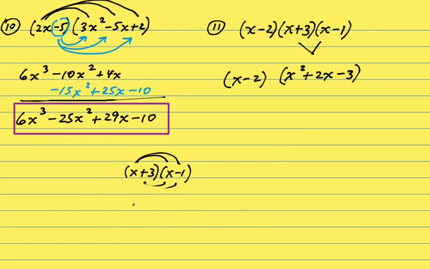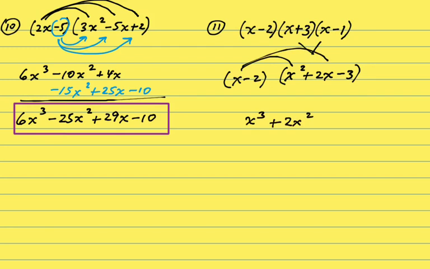Then you're going to distribute here. X times x squared is x to the third. X times 2x is 2x to the second. And x times negative 3 is negative 3x. Negative 2 times x squared is negative 2x squared. Negative 2 times 2x is negative 4x. And negative 2 times negative 3 is a positive 6.